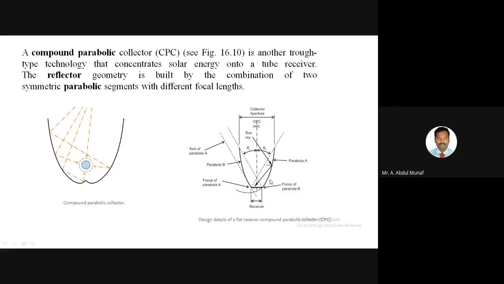Here we are having the receiver. In the previous case, we have seen the receiver is in the top, but here the receiver is in the bottom. Okay, this is the front view. If you see it in the top view, it will be rectangular in shape.